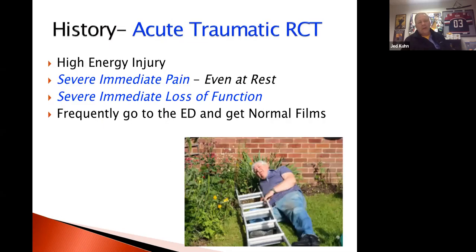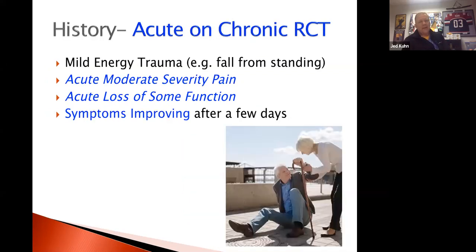Now, when we talk about the mechanism, acute traumatic rotator cuff tears are a different animal. They are high energy injuries. These patients will have severe immediate pain. They'll usually go to the emergency room thinking they fractured their arm and they'll get negative films. They'll have a severe immediate loss of function. They cannot lift up their arm. And that's a classic history for an acute traumatic cuff tear.